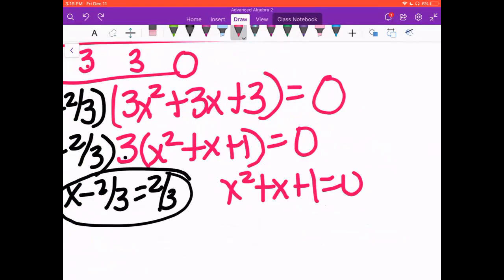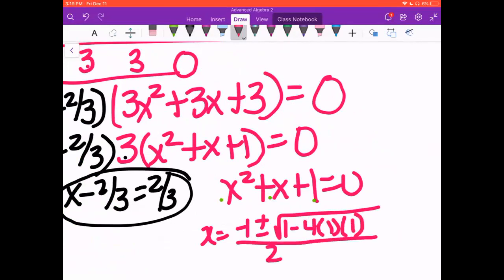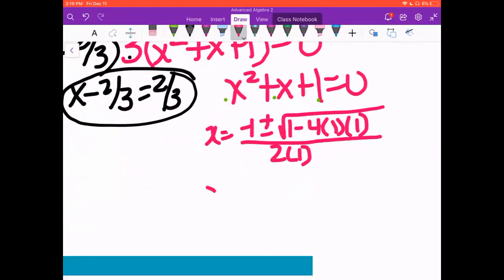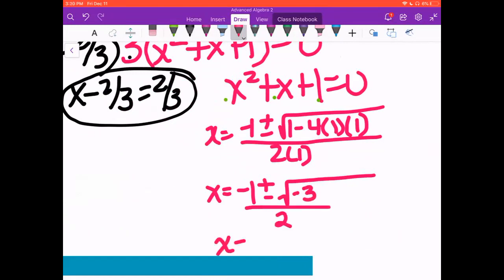So a is going to be 1, b is 1, c is 1. So we'll say x equals -b, which is -1, plus or minus the square root of b squared, which is 1, minus 4 times 1 times 1, all over 2 times 1. Okay. So x equals -1 plus or minus the square root of 1 minus 4, which is -3, all over 2. So x equals -1 plus or minus i square root of 3 over 2.